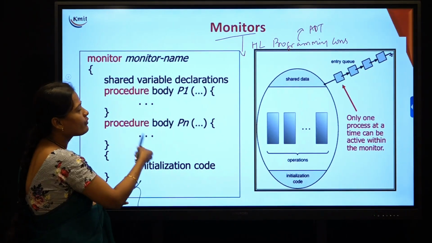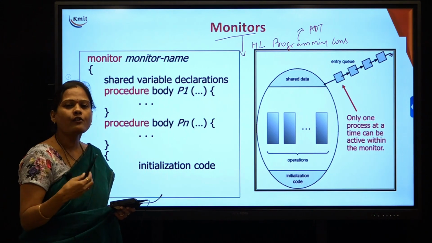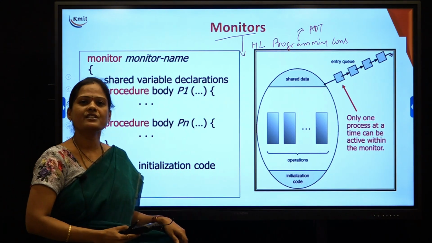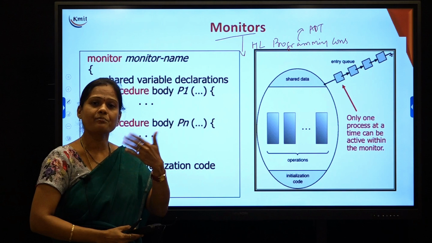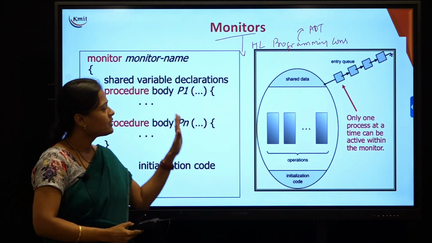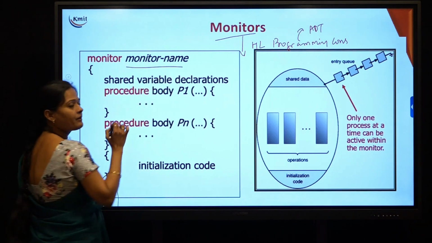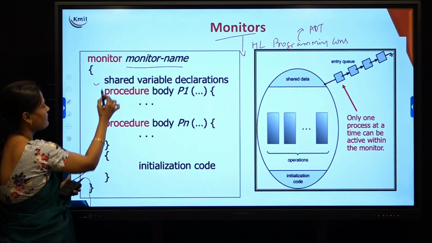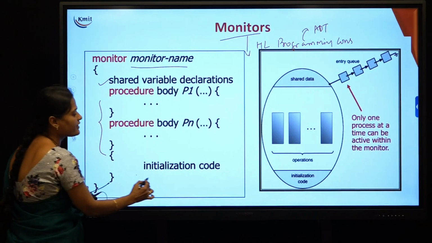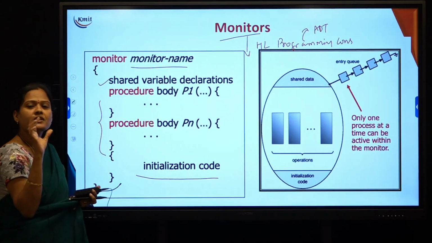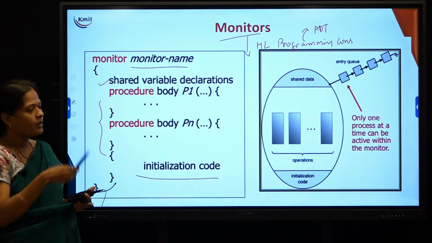Similarly, we now go for using monitors. In many programming languages, for example Java, we have wait and notify, which are predefined, and I will just use them. So here also we use a monitor. You just declare the name of the monitor, and you have your shared variables, any number of procedures, and your initialization code. These are the three basic parts of the monitor.